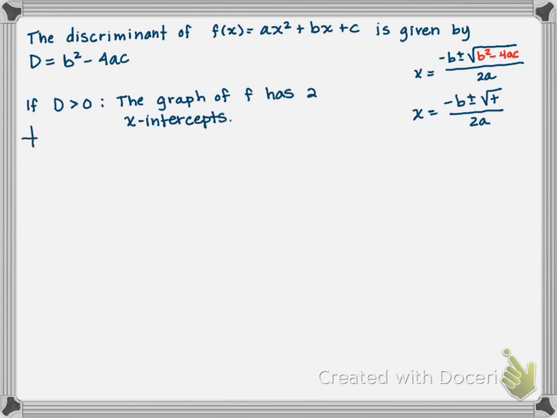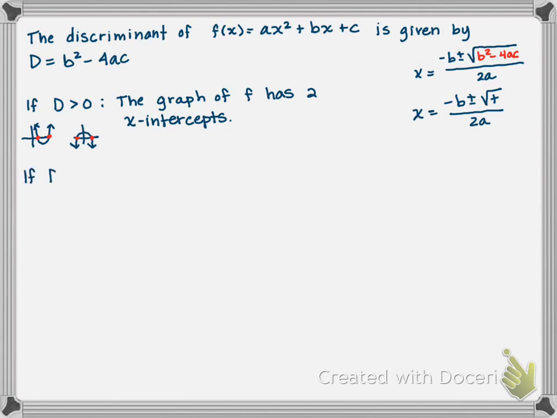So it looks like this or this. So it might open up, it might open down, but it goes through the x-axis twice at two different points.